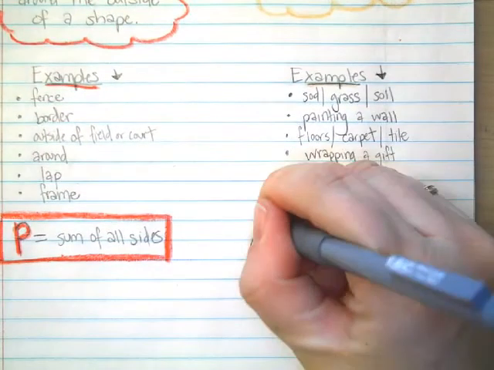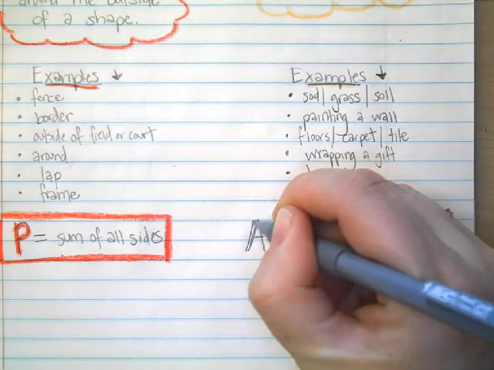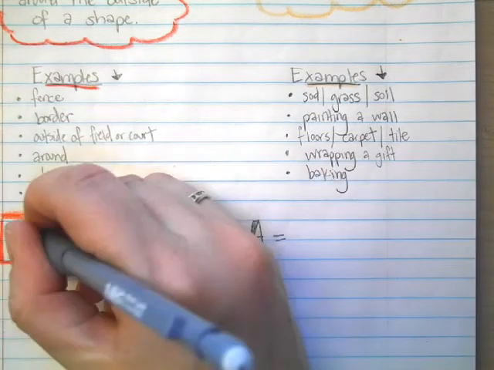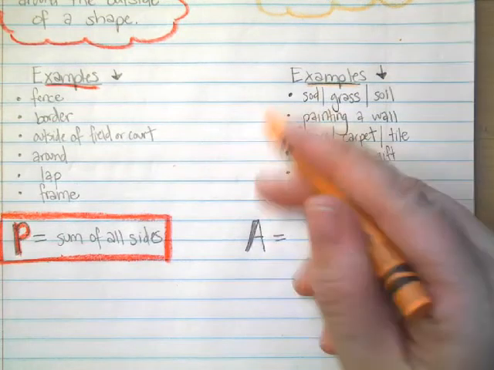And then to find the area of something, whoops, I just wanted to put the equal sign and I put it as part of the letter A. That was so funny.